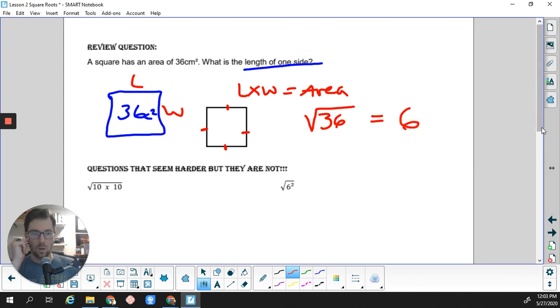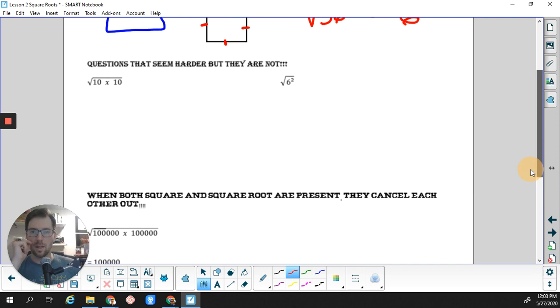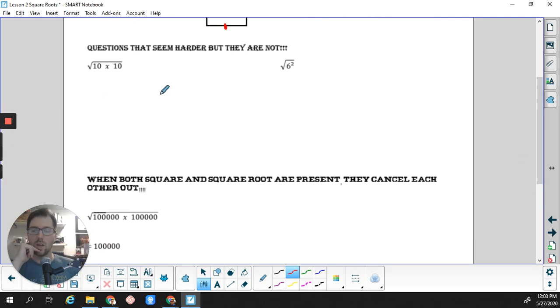Okay, questions that seem harder, but they are not. Okay, so if you see something like this, we see a square root of 10 times 10. So we know a few things. We know what is 10 times 10.